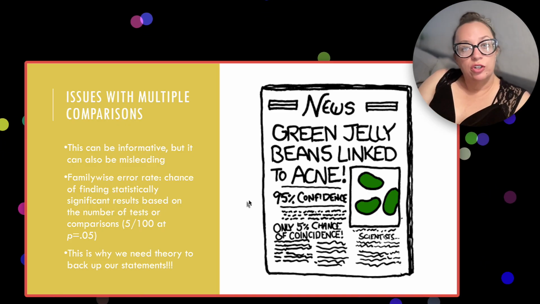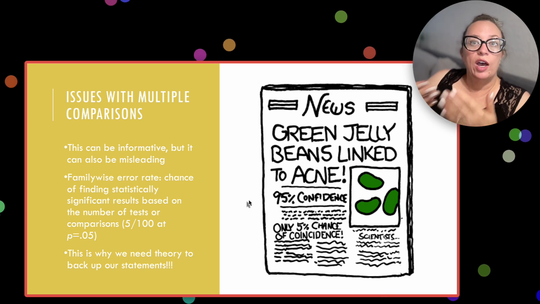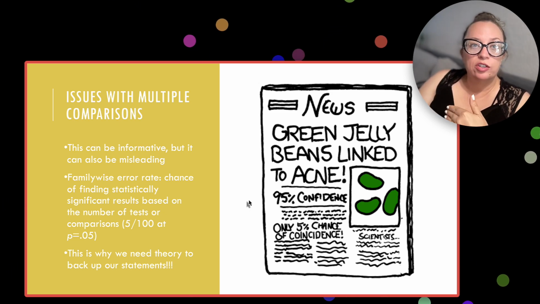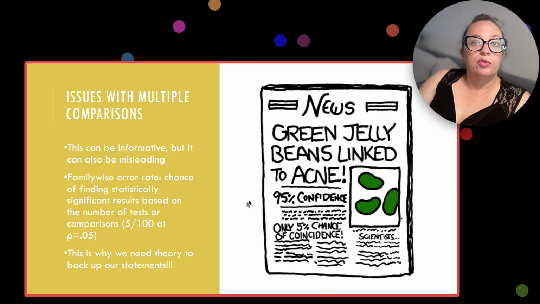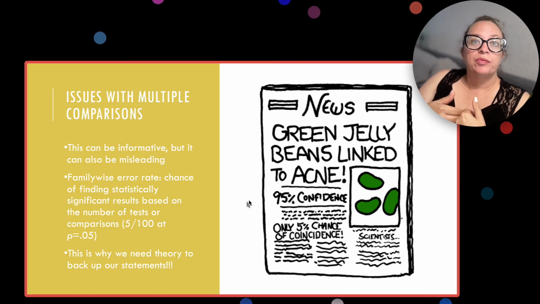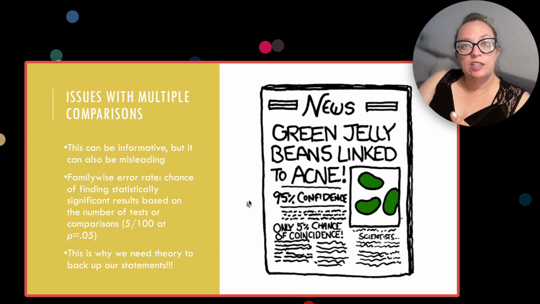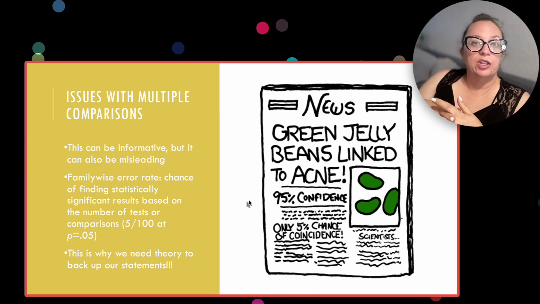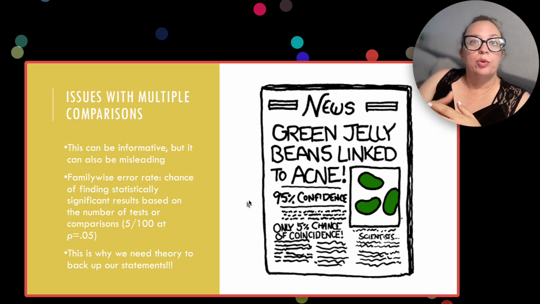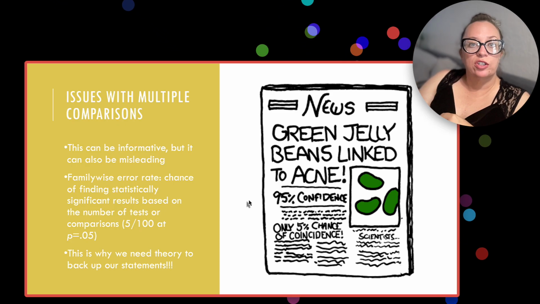Well, that's where our literature review comes in. That's where our overview of theory comes in. That's why formulating our hypothesis and writing an introduction is so important before we start to go test things without any sort of backing theory. So we always need theory to back up our statements. So when we find something like this that might have just been a coincidence, we don't report it as the truth, right? So I like here on this paper, it says only 5% chance of coincidence.